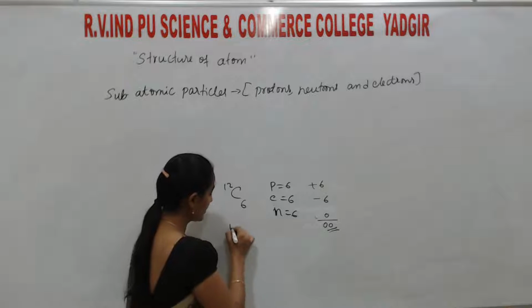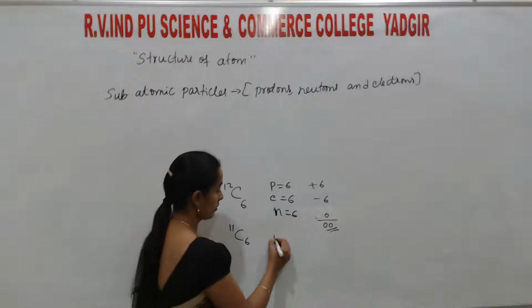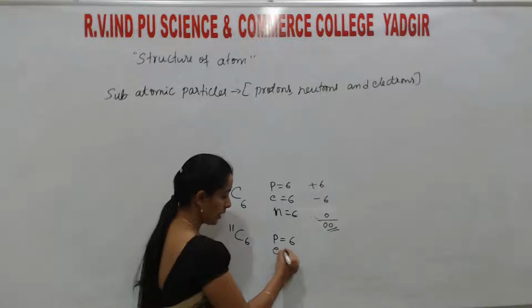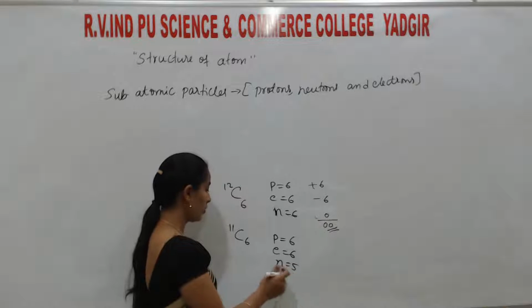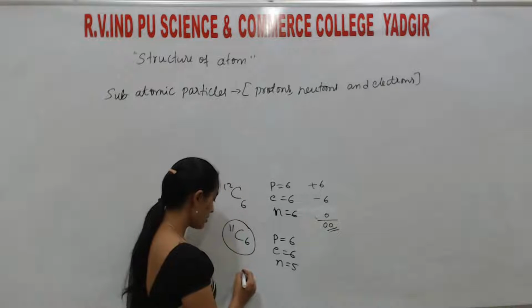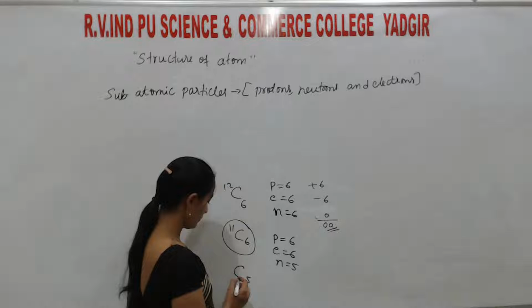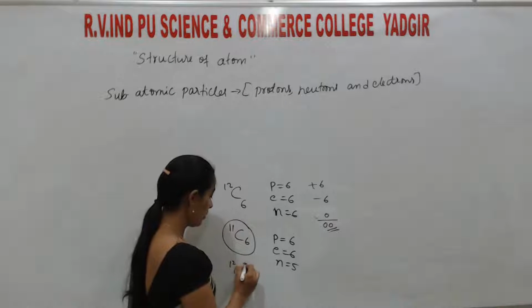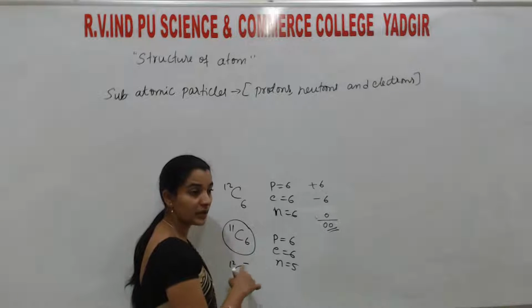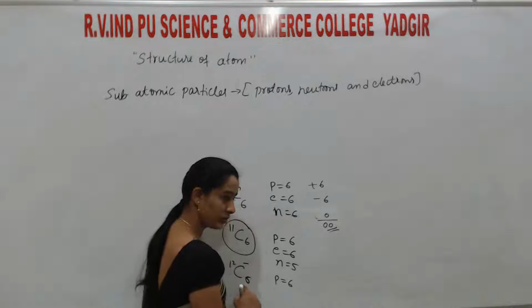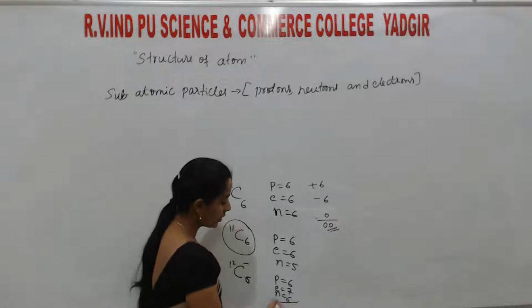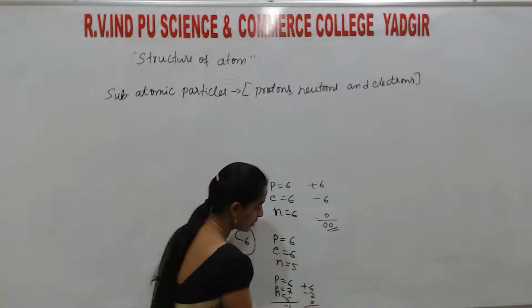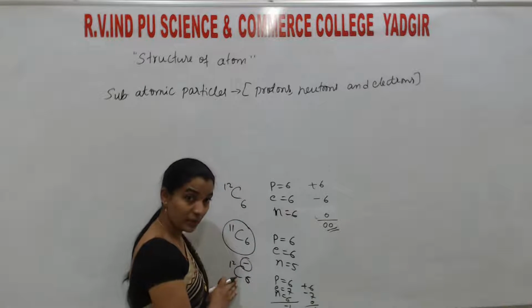If you take C6, 11, proton here is 6, electron here is 6, neutron is 5. Of course, neutron charge is 0, but then also they become unstable. Take C minus, carbon ion, where one extra electron is there. Here proton is 6, electron is 7 because of the minus charge, neutron is 6. So the net charge is plus 6 minus 7, that is minus 1. Then this becomes unstable.